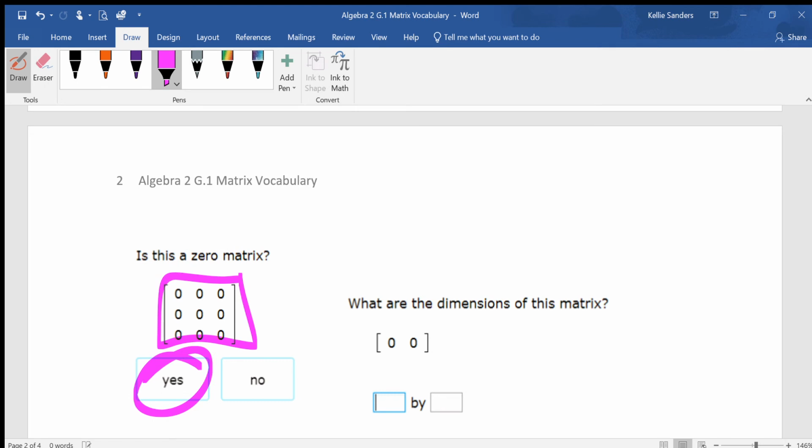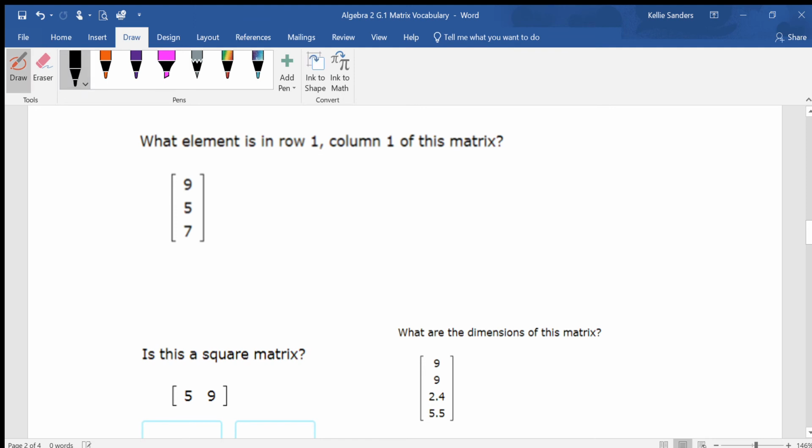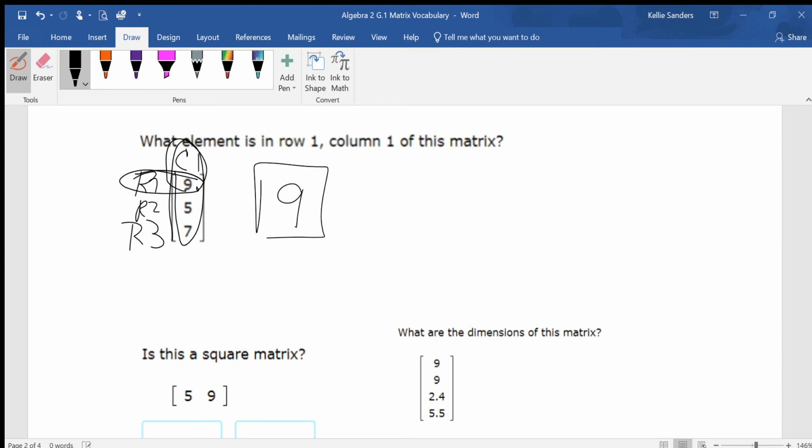What are the dimensions of this matrix? There is 1 row, and there are 2 columns, so this is a 1 by 2. What element is in row 1, column 1? So if this is row 1, this is row 2, and this is row 3, and this is column 1, then row 1, column 1, which number intersects both of those? The number 9.